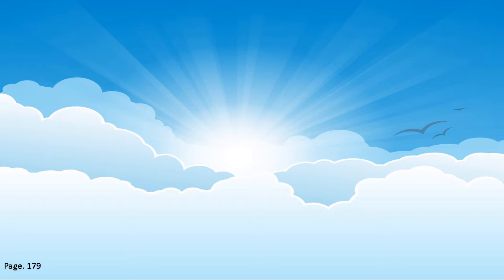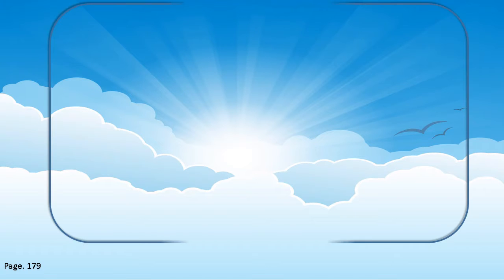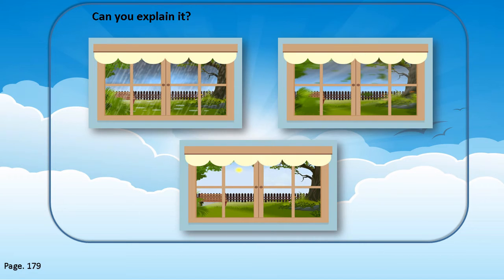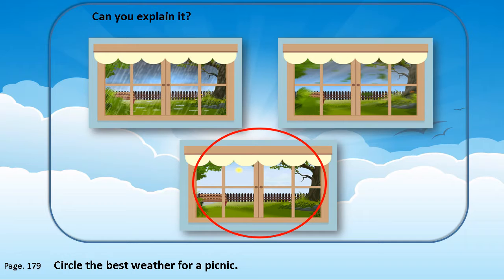Let's begin solving the exercises in our science book, and let's open page 179. And here we are asked to look at these three pictures and to circle the best weather for a picnic. So, which picture has evidence of good weather conditions for an outdoor activity? Very good! The picture of the sunny weather.